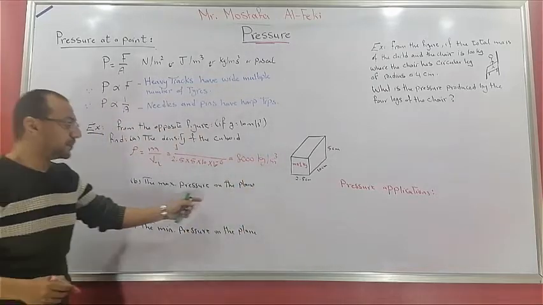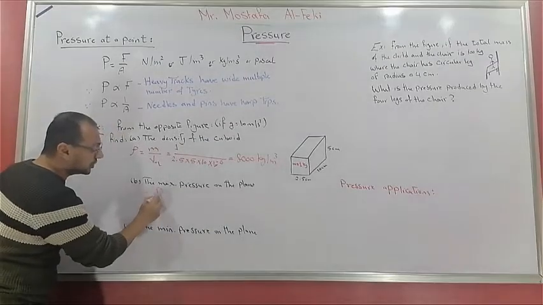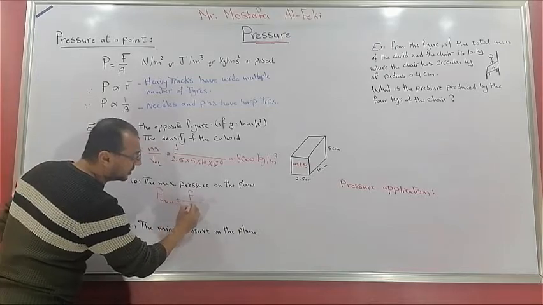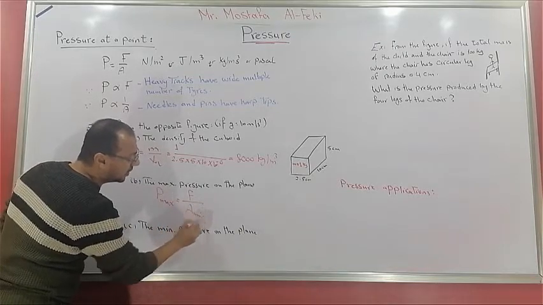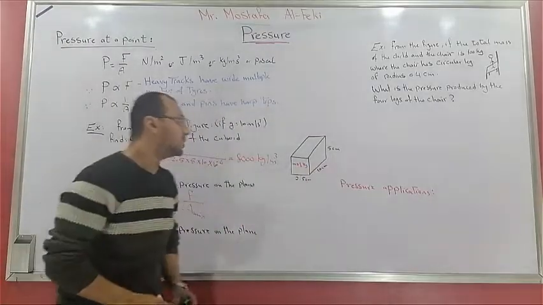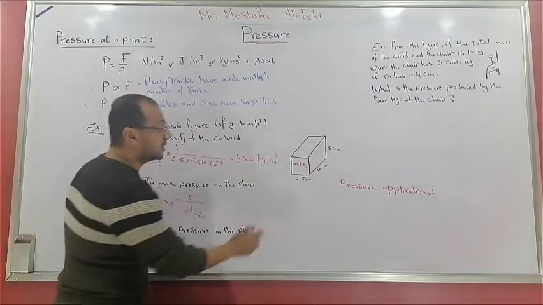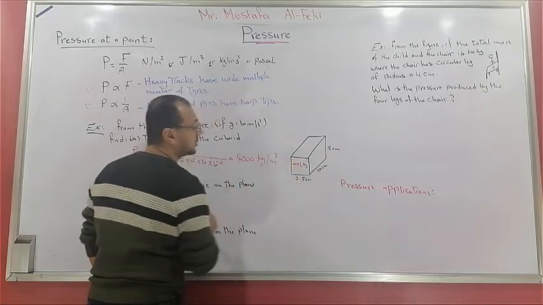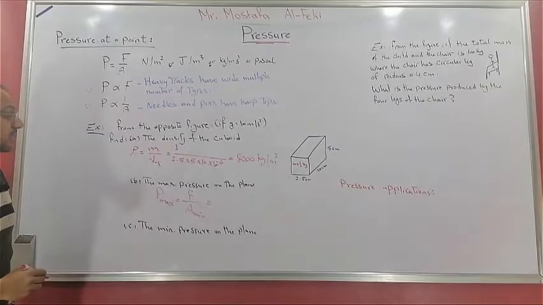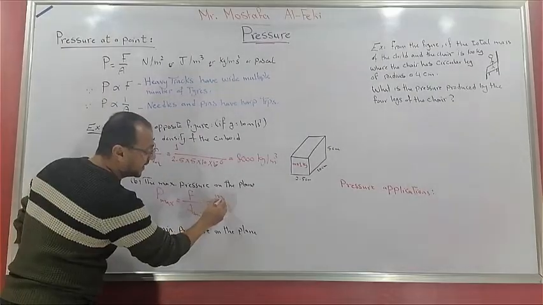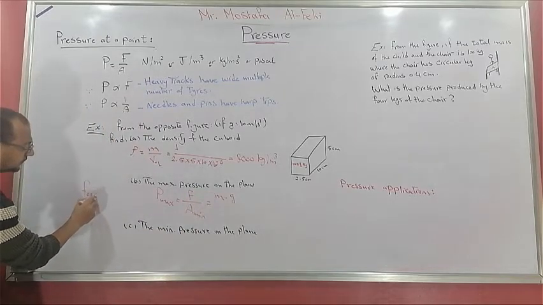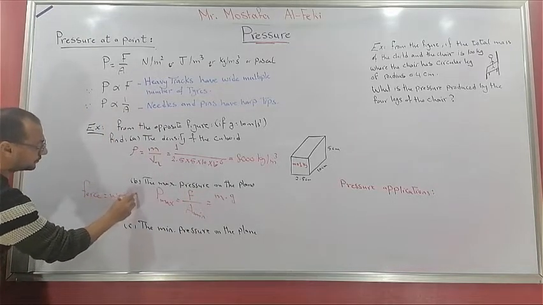To find the maximum pressure on the plane, pressure maximum equals the exerting force of the cuboid on the minimum area, the least two dimensions. What are the least two dimensions? 5 and 2.5. Then the force of the cuboid equals its mass times the gravity. The force is the weight.